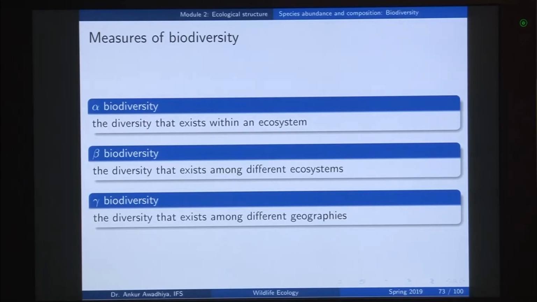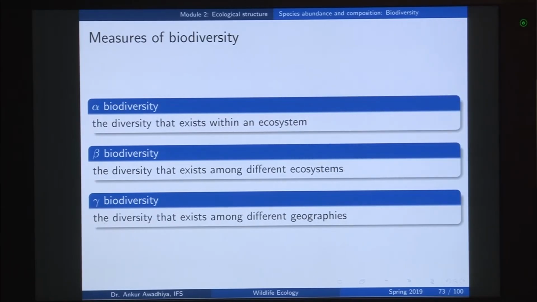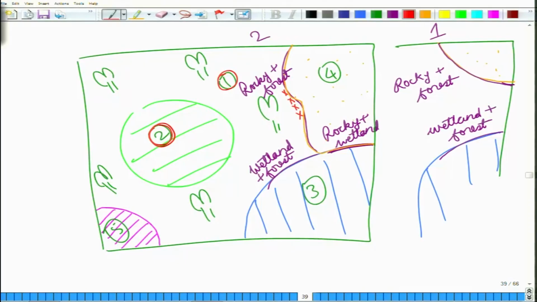Now, alpha biodiversity asks about the diversity that exists within an ecosystem. For instance, in terms of species richness, how many species do we have in the forest ecosystem? How many species do we have in the grassland ecosystem? Suppose here the number of species is 20, and here the number of species is 10. So, alpha biodiversity is asking what is the biodiversity that exists within each and every ecosystem?